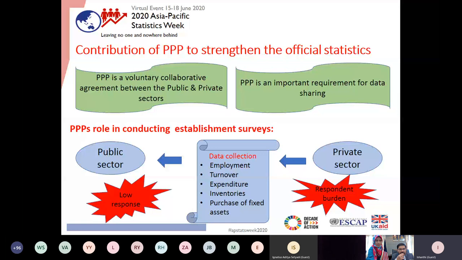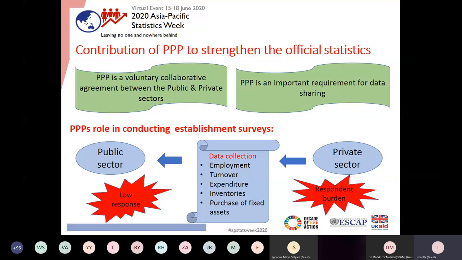PPP is a voluntary collaborative agreement between the public and private sectors. And also, it is an important requirement for data sharing. Let's see the role of PPP in conducting establishment surveys. Surveys are the most popular and important data collection technique in NSOs all over the world. In an establishment survey, there are two main parties. Those are the public sector and the private sector.